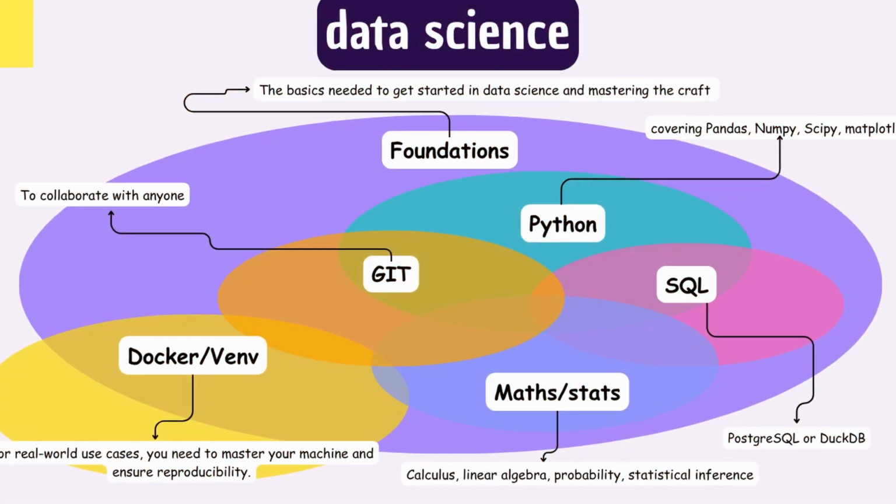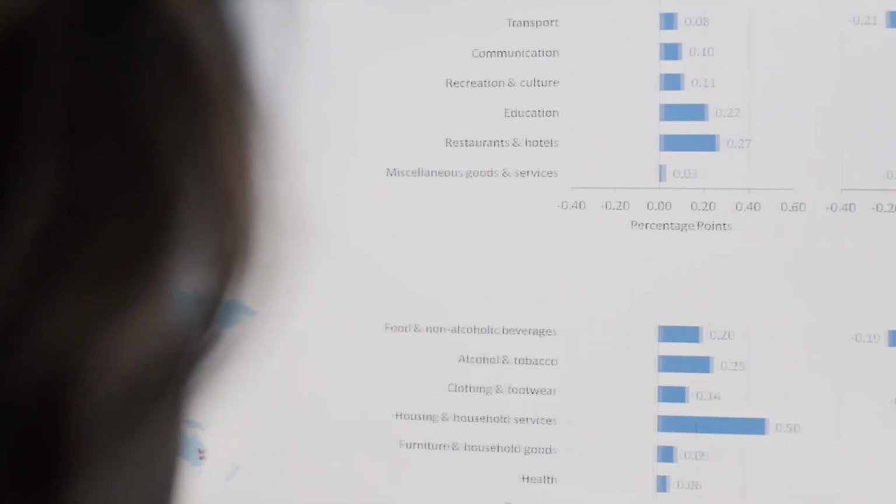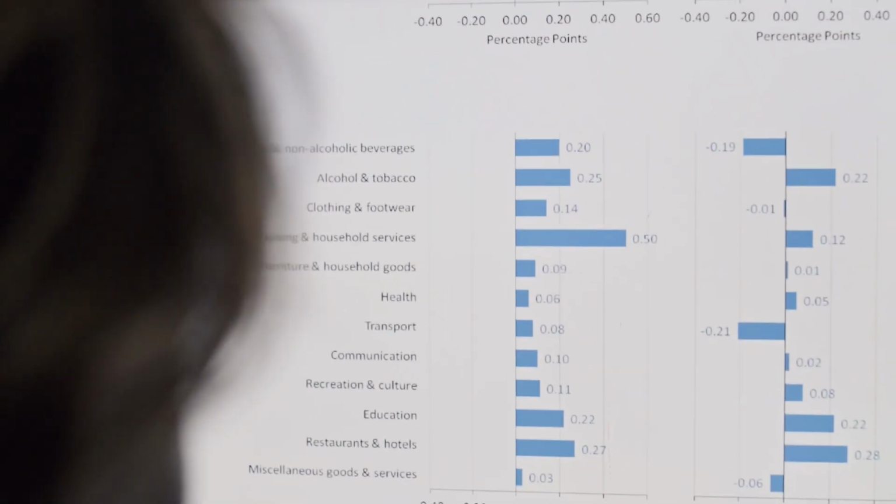Number 3 is mathematics and statistics. I know a lot of people dread this one, especially if you don't have much of a technical background, but it's necessary. As a data scientist, you will do a lot of descriptive statistics, you will do a lot of machine learning.